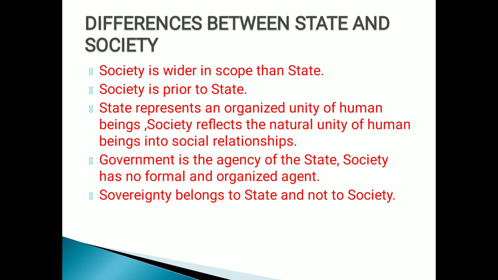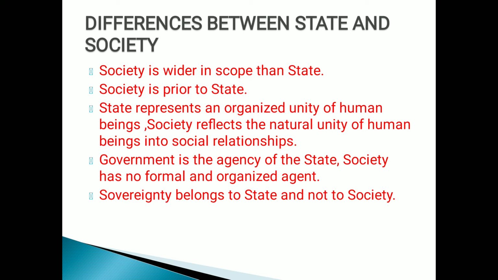Next, the state represents an organized unit of human beings. Society reflects the natural unity of human beings in social relationship. Society includes both organized and unorganized groups of people, their activity and relationships. It consists of a vast network of human relationships and has a basis in the social nature of man. It reflects the togetherness of organized as well as unorganized groups of people bound by a general and continuous system of mutual relationship. A state is a politically organized community of people living on a definite portion of territory and characterized by the exercise of supreme power.